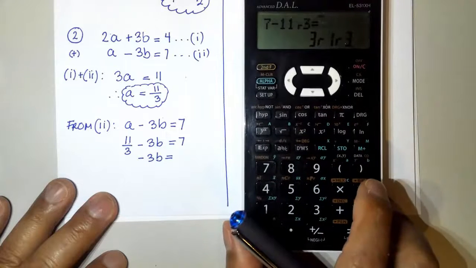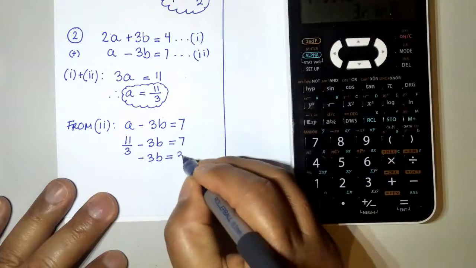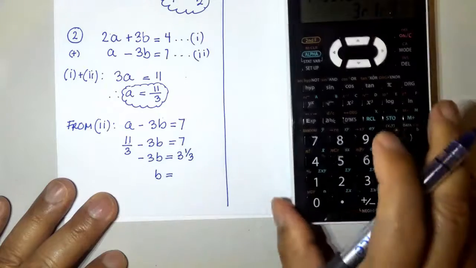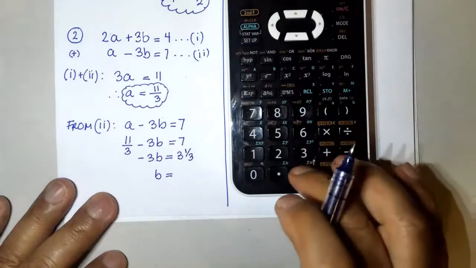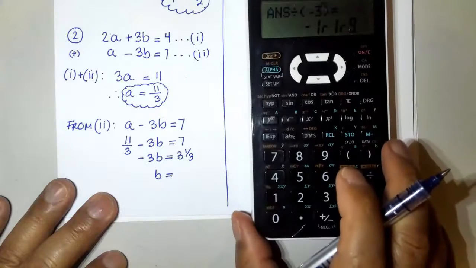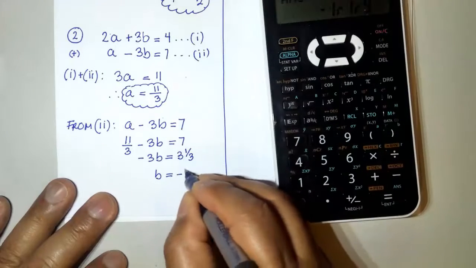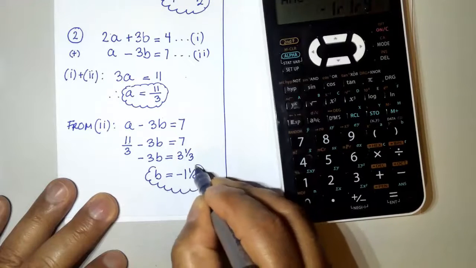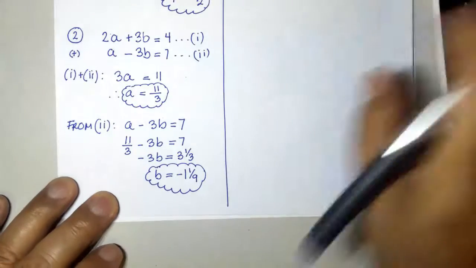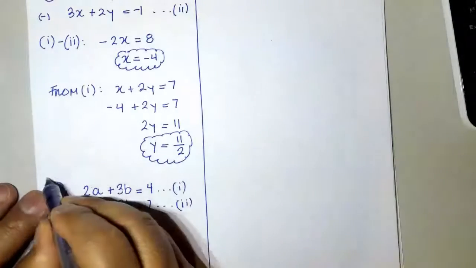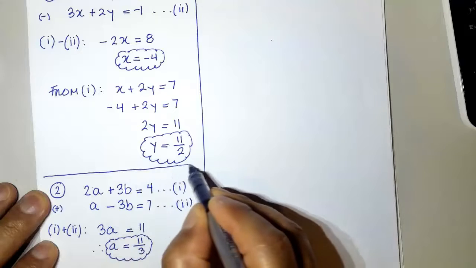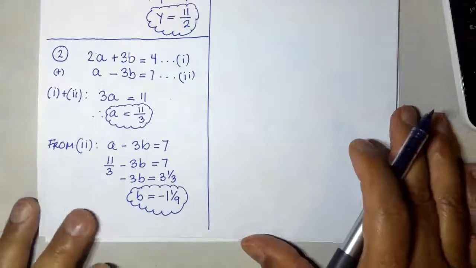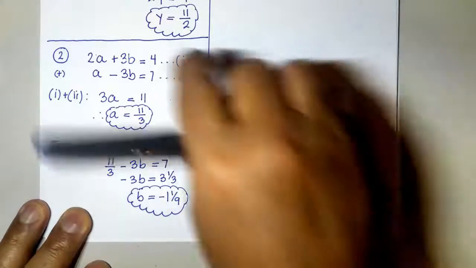So it's 3 1/3, and then we're going to divide that by -3. So the answer is -1 and 1 over 9. So that is the answer for b. You're going to put a line here so you don't get confused with the other one. So that's how you find the answer for a and b when you have a situation like this.